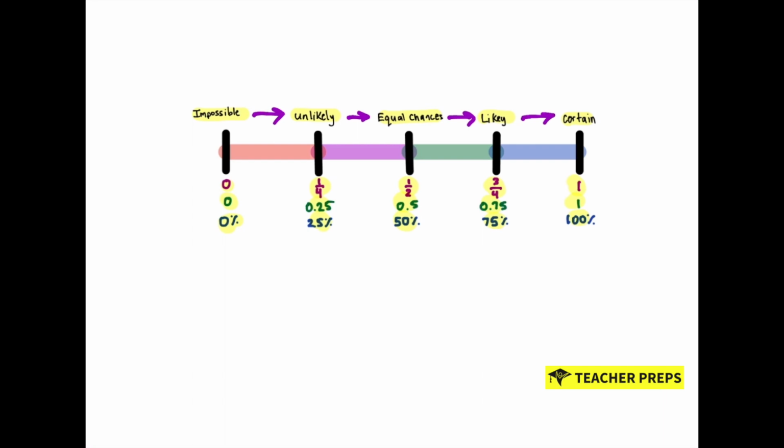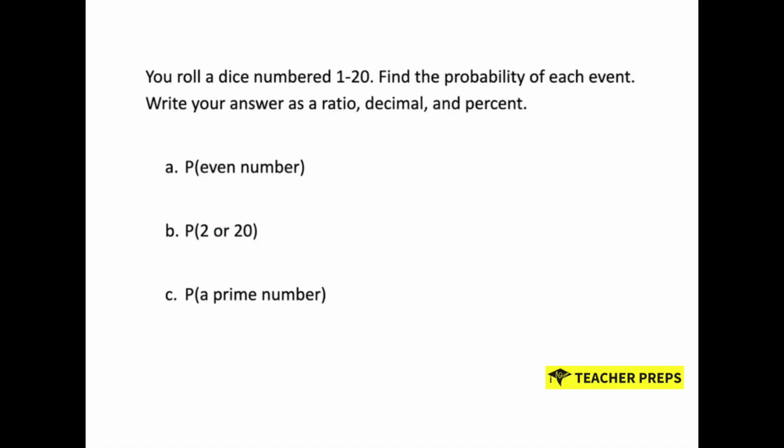When we have something like 25%, that means that we have a 25% chance that it will happen and a 75% chance that it won't happen. Let's go through a few problems where we have to find the probabilities of events occurring. The first problem says that you roll a dice that's numbered 1 through 20. Find the probability of each event and write them as a ratio, a decimal, and a percent.